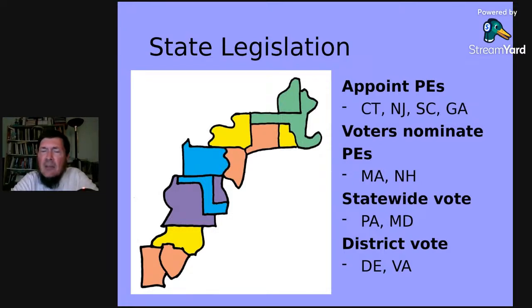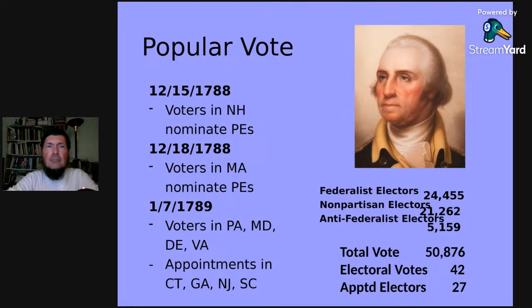Because today, when we think of district votes, we think about Maine and Nebraska, where whoever wins the congressional district gets that electoral vote, and whoever wins statewide gets 2 other electoral votes. That was used frequently in American history, but not in the first presidential election. Now, the first 2 states, New Hampshire and Massachusetts, nominated by popular vote their presidential electors in December of 1788.